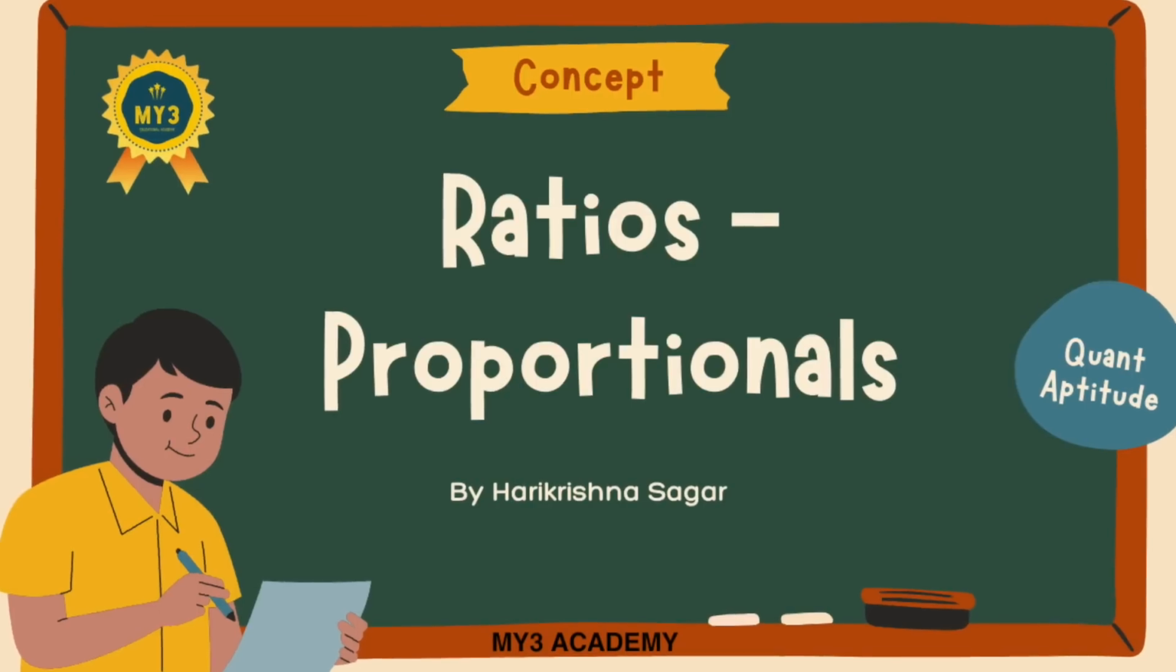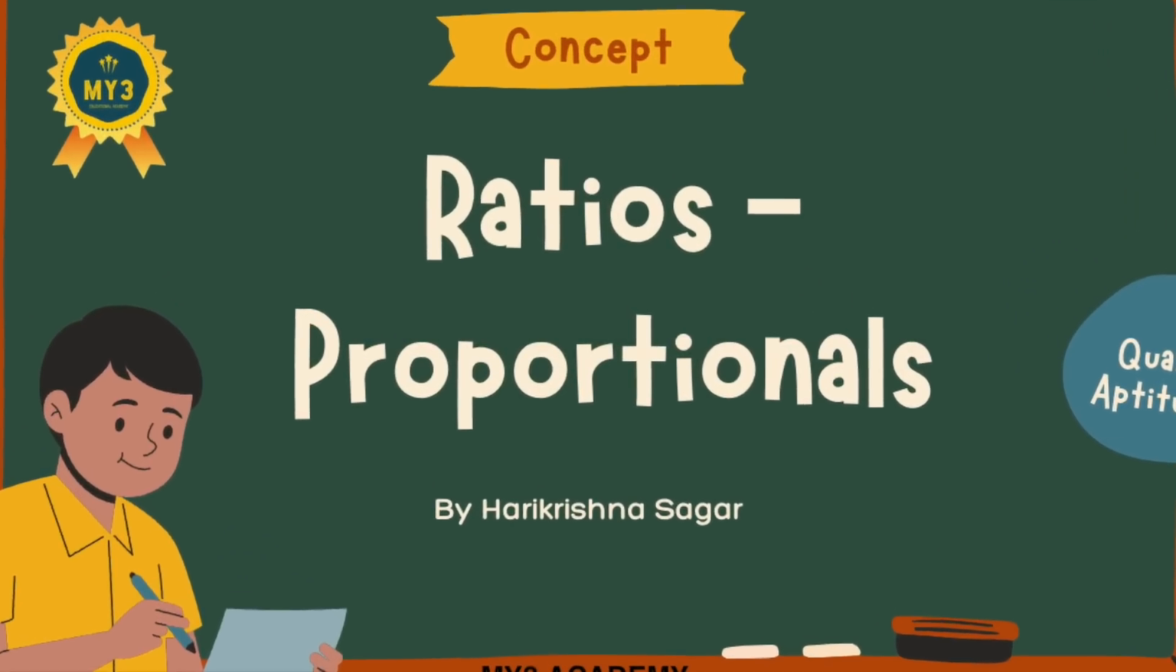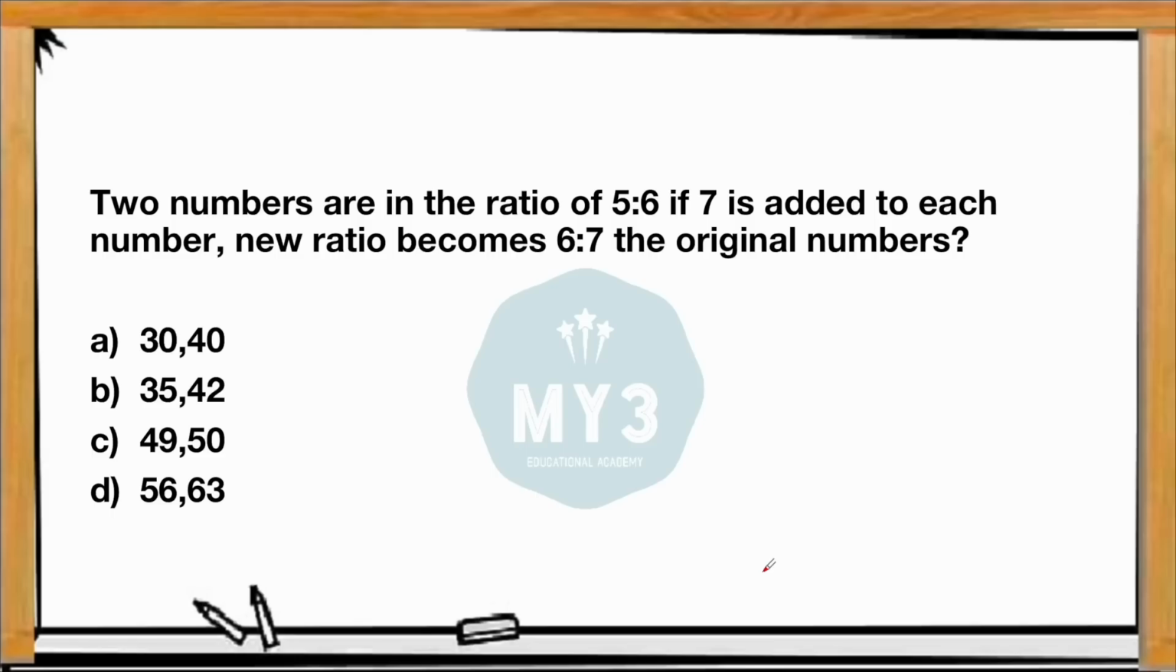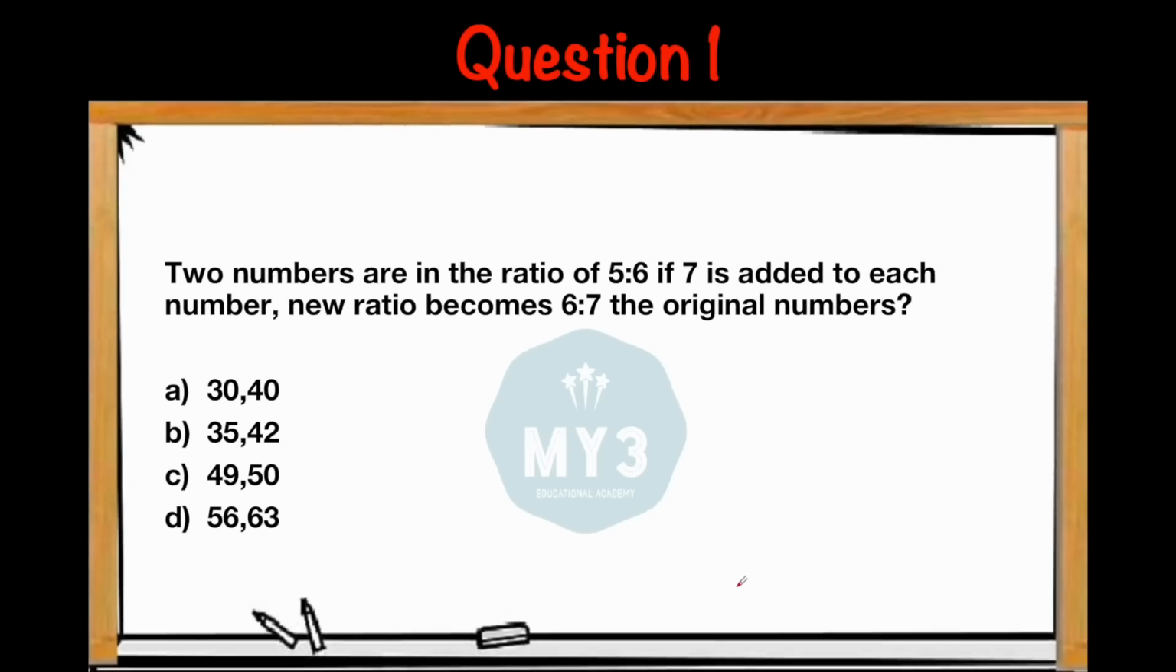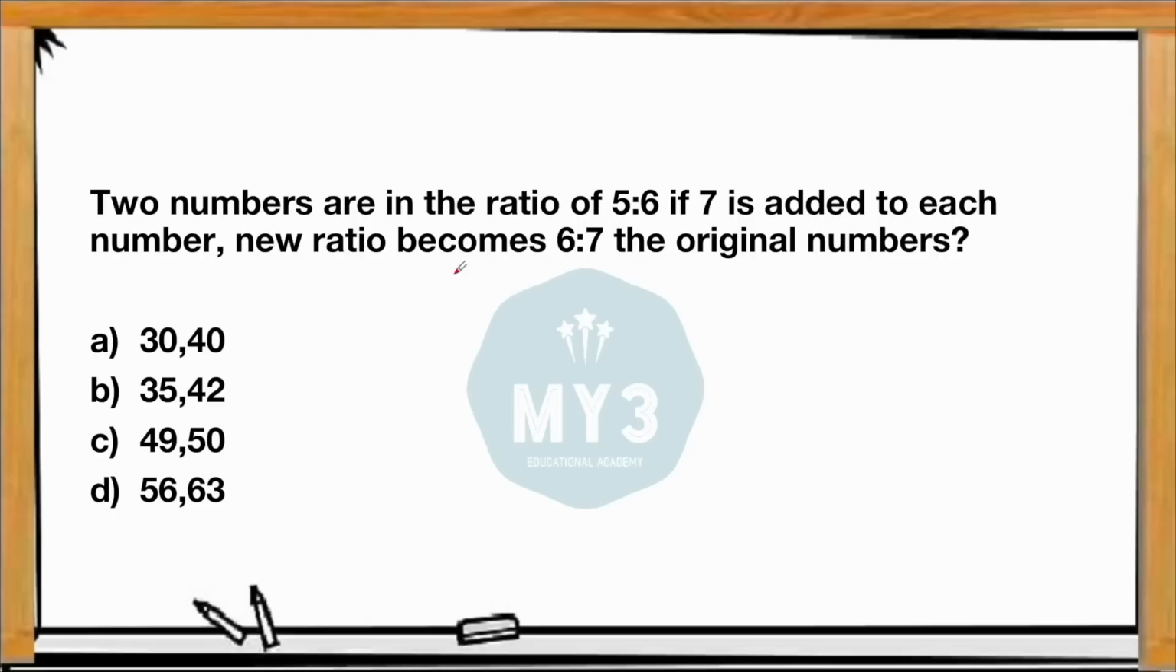In this video, we'll try to observe the questions on ratios and proportions. If you look at question number 1, two numbers are in the ratio of 5 is to 6. If 7 is added to each number, the new ratio becomes 6 is to 7. The original numbers are.